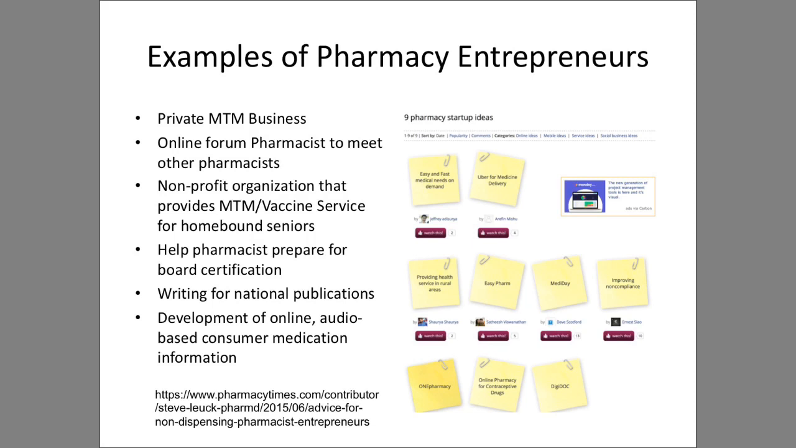Here are some examples of pharmacy entrepreneurs that have existed over the years. There are some entrepreneurs that have developed their own MTM type of private business where they partner with different entities providing clinical services. Some pharmacy entrepreneurs have developed companies with online forums for pharmacists to meet to discuss policy issues. There are some companies out there that have become nonprofit that provide immunizations and MTM services to homebound seniors. Some pharmacies have developed certification. They become an educational business to help pharmacists become certified in different entities. Some pharmacists have developed an entrepreneur business that writes articles for national publications.